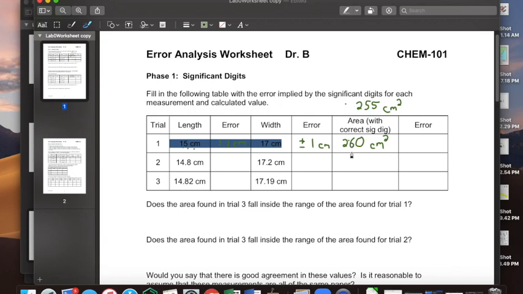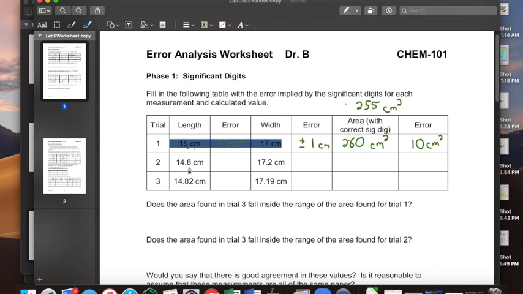When I report that as my calculated area, this has 2 significant digits. So the 6 here is the last significant digit. That's where the uncertainty is. This 6 could be a 5. It could be a 7. So that's the digit that's uncertain. So the error that I'm implying there is that it could be plus or minus 10 centimeters squared in the area. That's the error that's implied for the reported area, which is correctly using the significant digit rules.